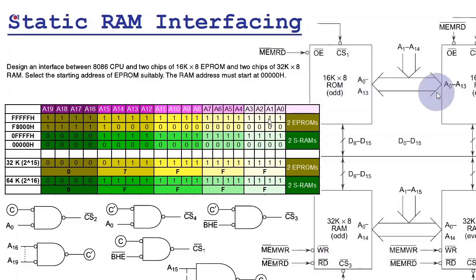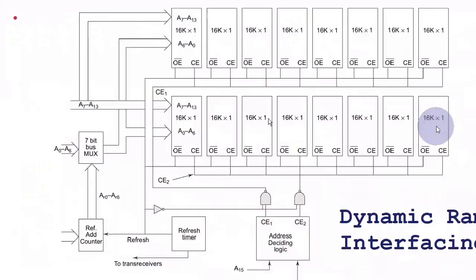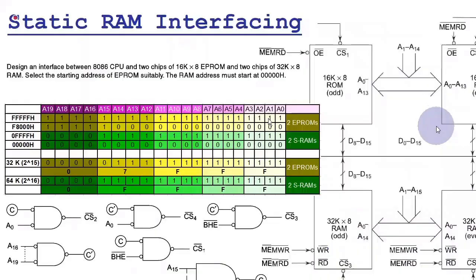Now, why is A0 left? A0 will be used as an activator for the even bank, and for the odd ROM chip, BHE bar will be used as the activator. But we cannot apply A0 directly here as the CS2 activator and BHE bar as the activator of the odd chip. Why? Because apart from just activating the odd and even banks, we have to do some other functions also. So let me just show you a chart for that.